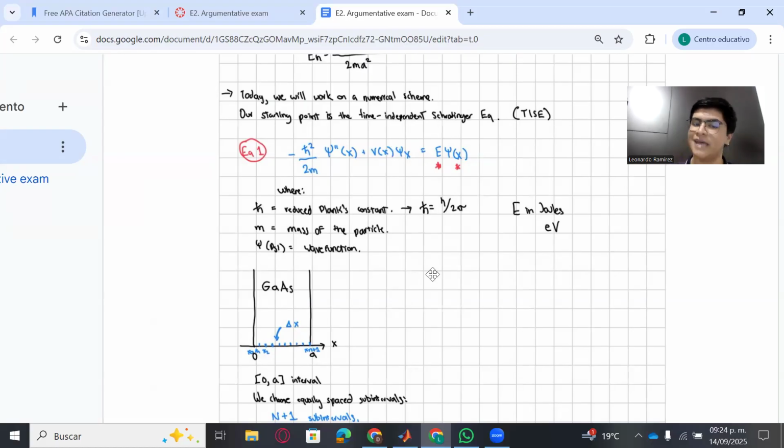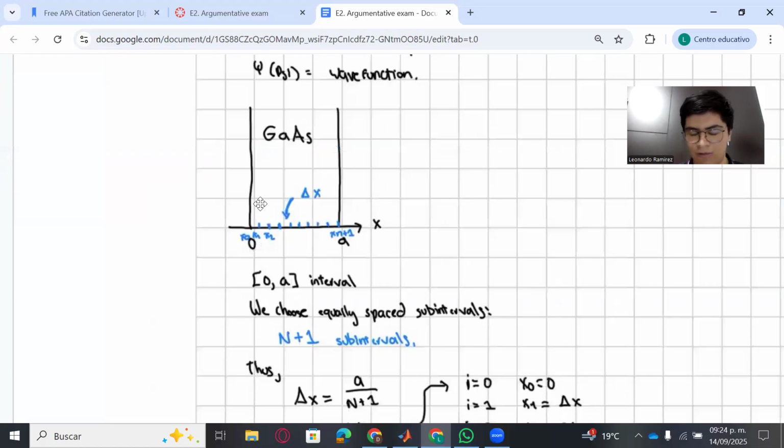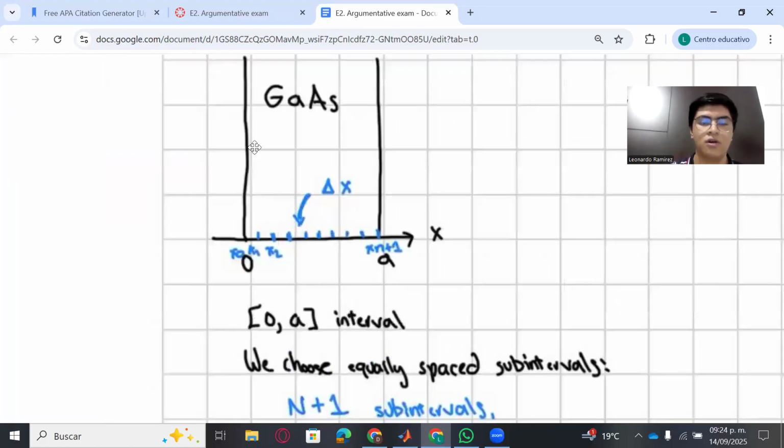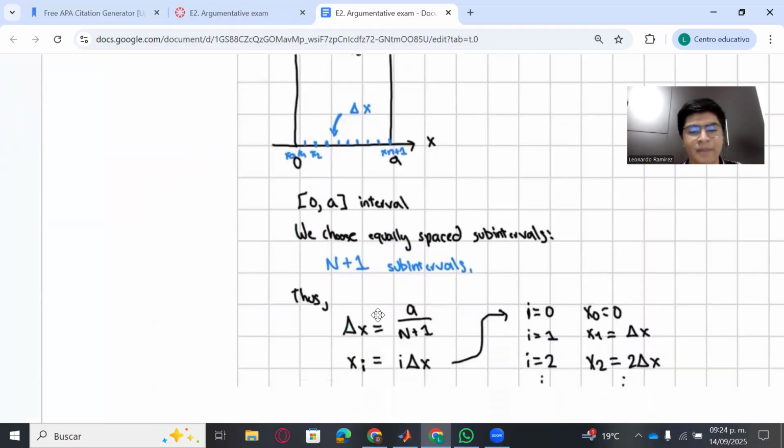Let's first understand what a quantum well is. In Spanish it is a pozo cuántico. We have the borders of the quantum well, which will be shown with zero, because this is zero in x, and will end at a. So that will be the interval we will be working with.